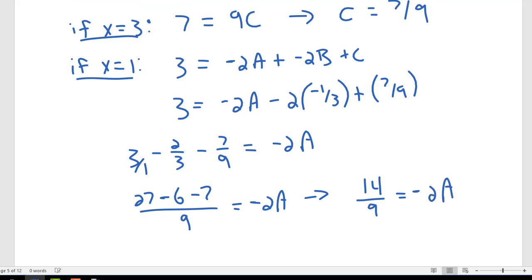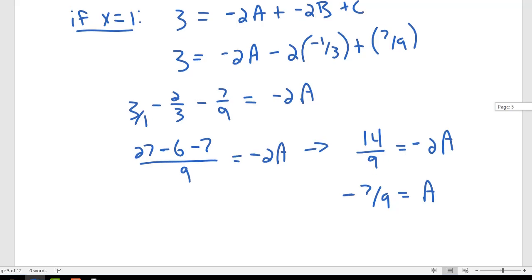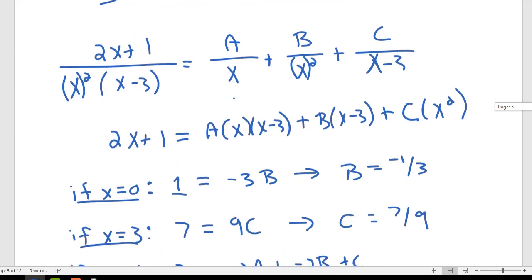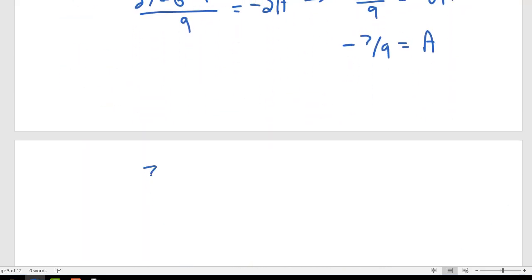And then I'm going to multiply both sides by negative 1/2 to solve for a. So if I divide negative 2 over here, this becomes a 7. So I get negative 7/9 equals a. So there's my 3 constants for each of my numerators. Now I'm old and forgetful, so I'm forgetting what I had where. So where was my a? My a was over the x. So my a is negative 7/9 over the x.